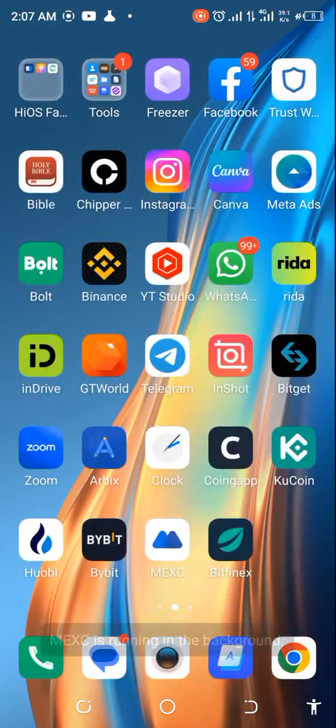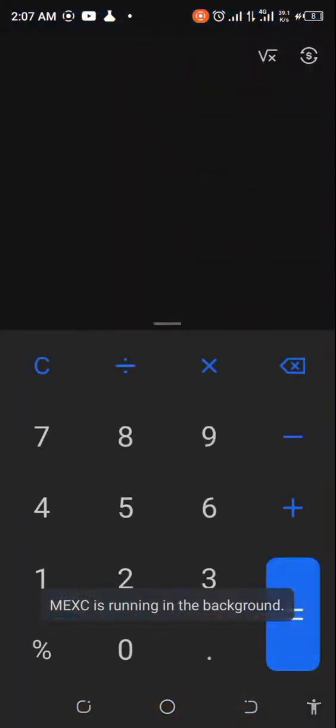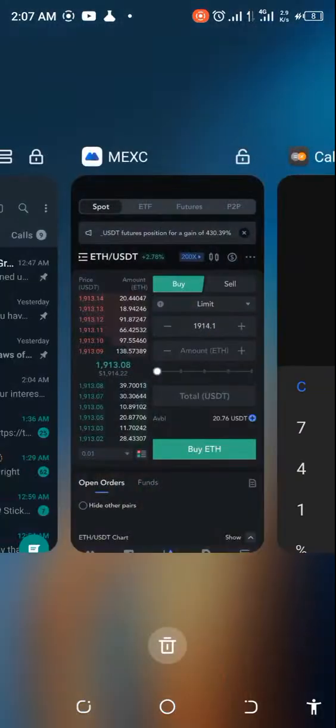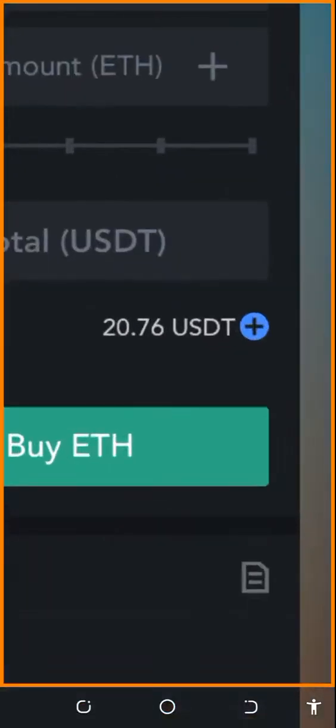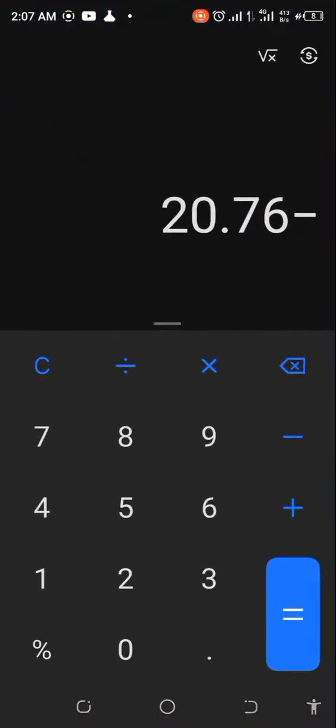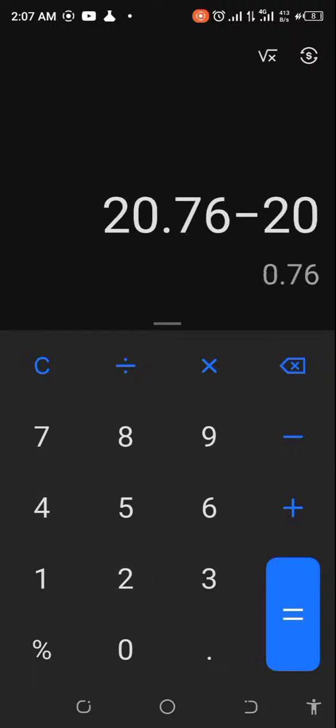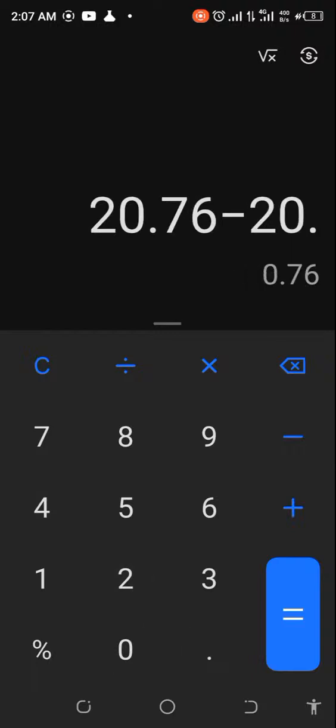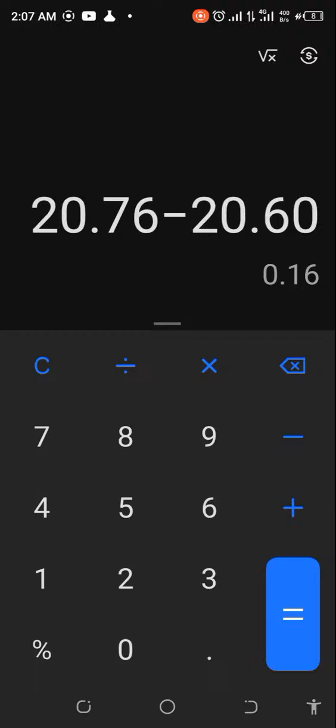So let's just go to our calculator and do the mathematics. Okay, so what that means is that 20.76. Am I right? Am I correct? 20.76. Yeah. So 20.76 minus 20.60. 16 cents. Yeah, it wasn't exactly so fantastic, but it's something. I mean, the fact that we had to go through all these merry-go-rounds.